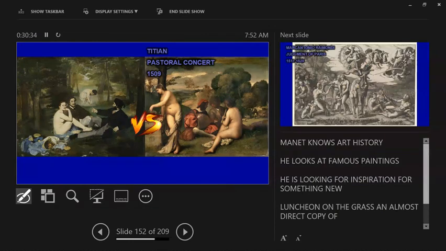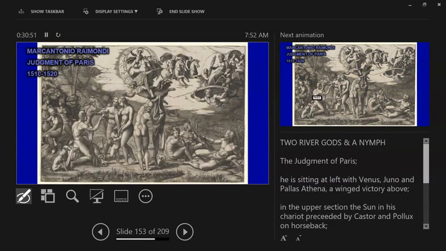All right, now, does this look familiar? So this is proof that Manet is looking at art history. So this is a famous painting by Titian, and he is referencing that painting. And he's also referencing this.